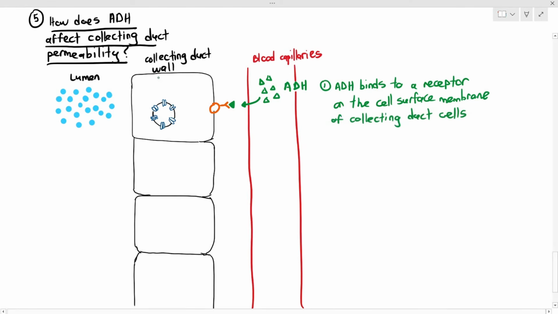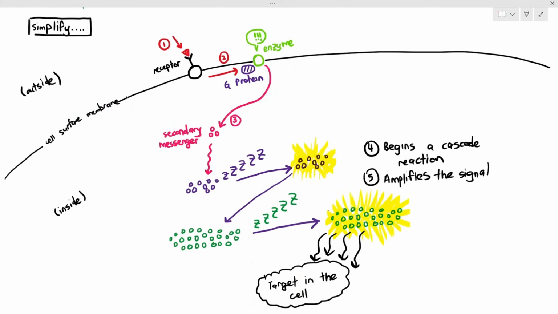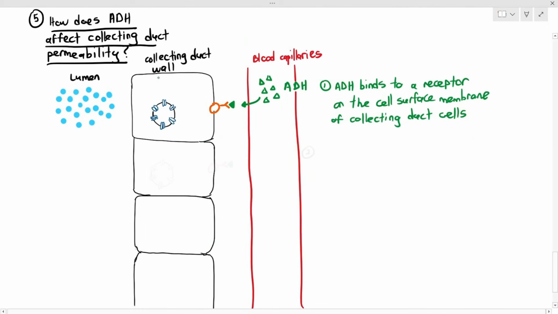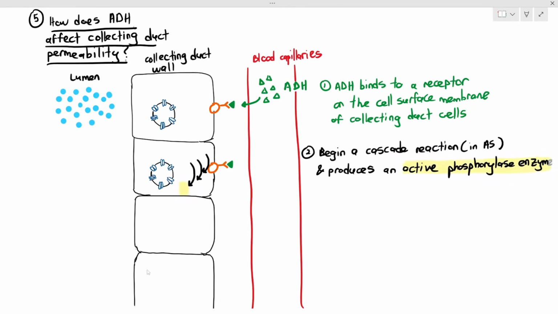Now, in chapter 4 of cell membrane and transport, we talked about cell signaling. In that part of the chapter, I told you that it will activate some enzymes and produce a second messenger, which begins a cascade reaction, as you can see here in these notes, and then it amplifies the signal. For the purpose of A2, this is an example. So it begins a cascade reaction in the cell, and you just have to remember the last part. It produces something called an active phosphorylase enzyme. That's the enzyme that you have to remember for the purpose of the exam. Hence, I'm highlighting that one right there.